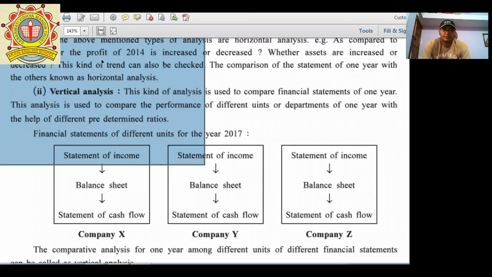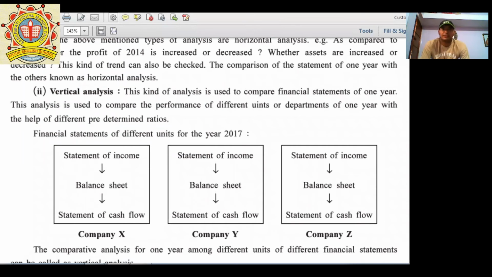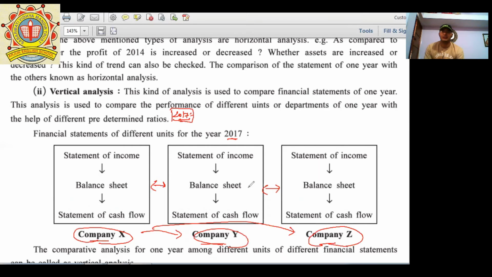Here in this situation, vertical analysis, that is for the same year like 2017, but companies are different like company X, company Y, company Z. Means one company compares itself with another company and another company. Okay, so here the year is fixed, but companies are different. So here it is the comparison from one company to another company.